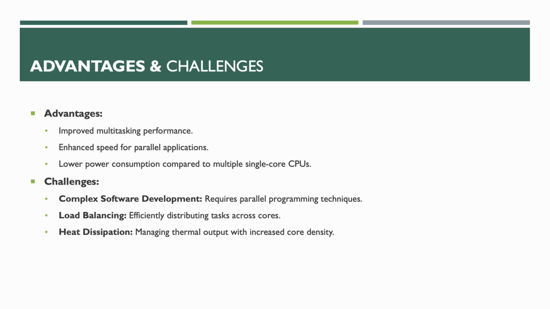But there are some challenges also. It is complex for software development, as writing programs that efficiently utilize multiple cores requires parallel programming techniques, which add development complexity. Then load balancing, so ensuring tasks are evenly distributed across all cores is crucial to prevent bottlenecks and maximize performance. Then heat dissipation. More cores generate more heat, and it requires efficient cooling solutions to prevent thermal issues.